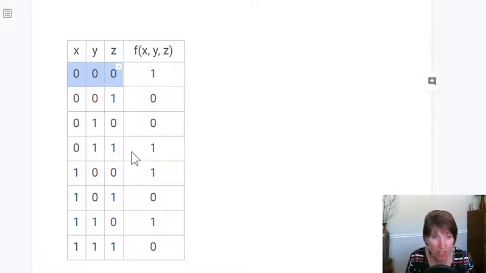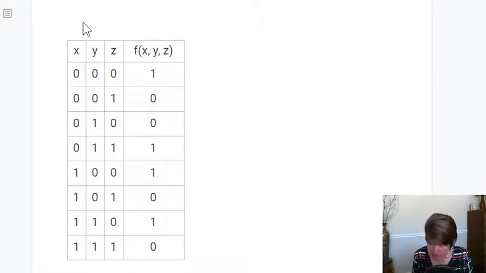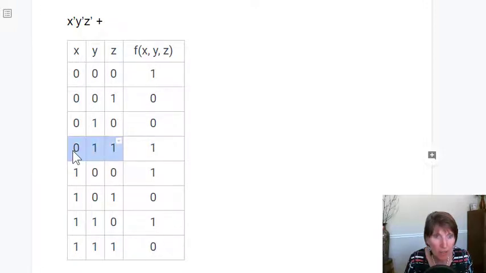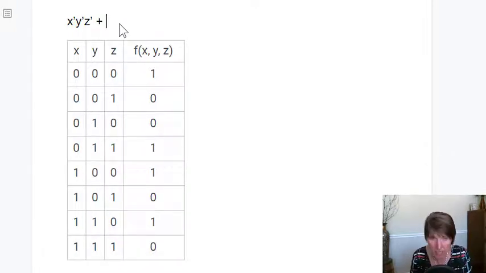And notice all of these are zero, so it's going to be the complement of all of them. So it's going to be the complement of x times the complement of y times the complement of z, which is the first minterm. And we're going to make this a sum. So the next minterm is where the next one is. And that's going to be the complement of x, and then y and z have 1, so they'll just be y and z. So we have the complement of x and y and z.